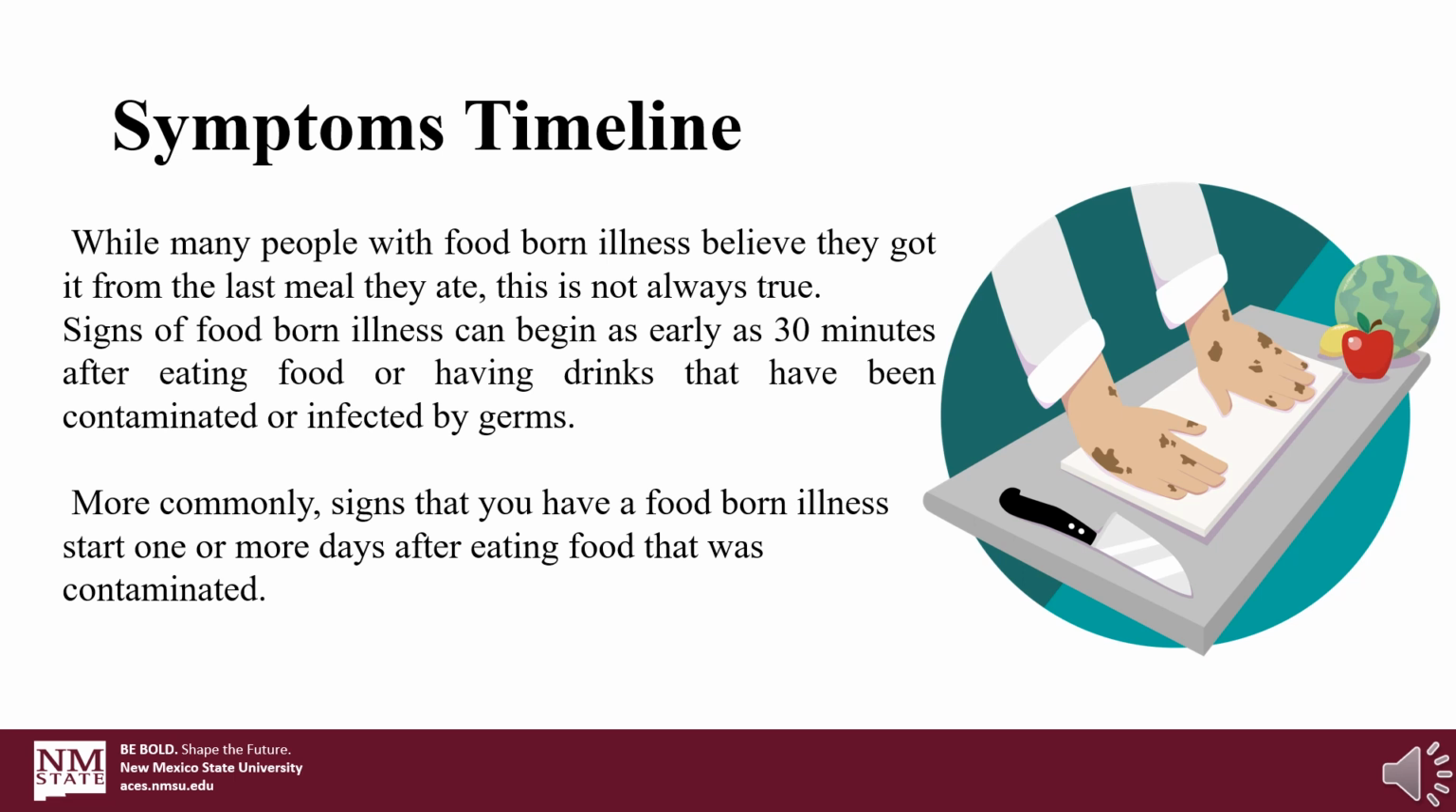While many people with foodborne illness believe they got it from the last meal they ate, this is not always true. Signs of foodborne illness can begin as early as 30 minutes after eating food or having drinks that have been contaminated or infected by germs. More commonly, signs that you have a foodborne illness start 1 or more days after eating food that was contaminated.